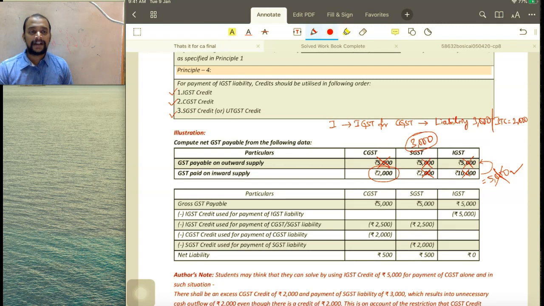Now, in alternative 1, unnecessarily I am paying 2,000. How? Because if I can use this ITC for payment of this 3,000, I don't have to pay the 2,000. Now I am unnecessarily paying the 2,000, so my cash flow is getting affected. Now, this answer is correct. We are not deciding whether it is correct or wrong; we are just analyzing what are the various options available. Now I am proceeding to alternative 3 here. What is that alternative 3?